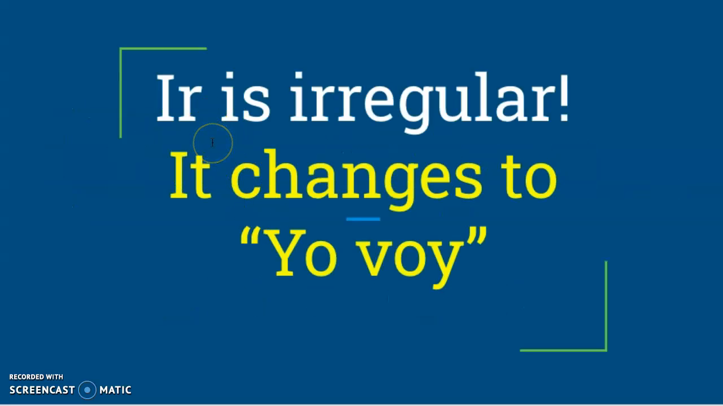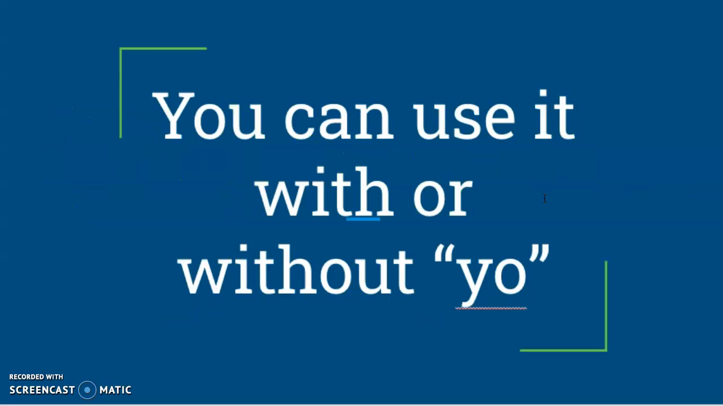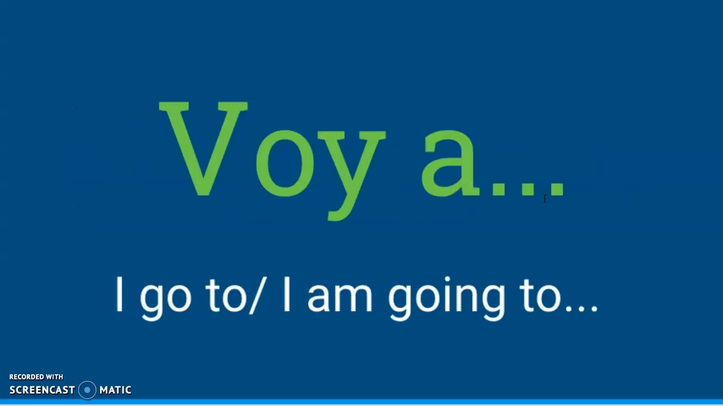If I want to say I go or I am going to, it changes to yo voy. Okay, yo voy a. I go to or I am going to. Again, we're still using that preposition a. A lot of Spanish speakers, though, will just drop the yo. You can say voy a, and a Spanish speaker will know you're talking about yourself. And that's the case with most verbs. You don't really need the yo. It's just kind of understood who you're talking about.